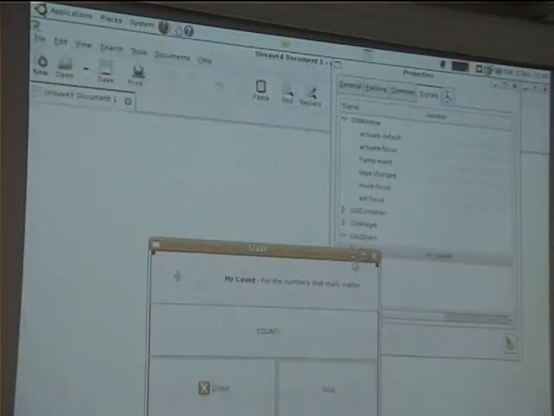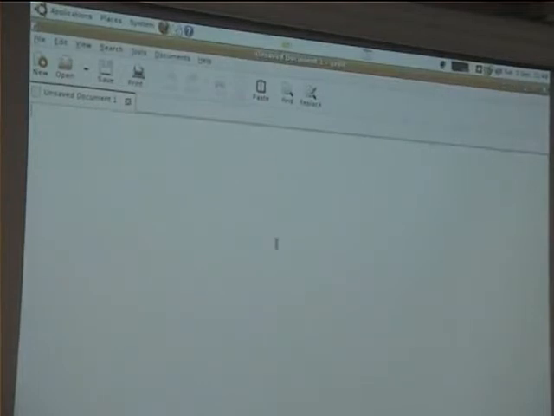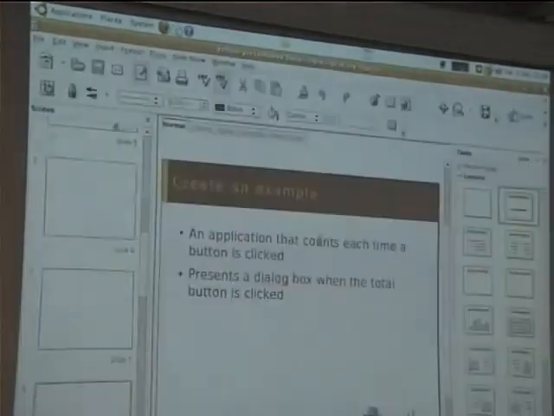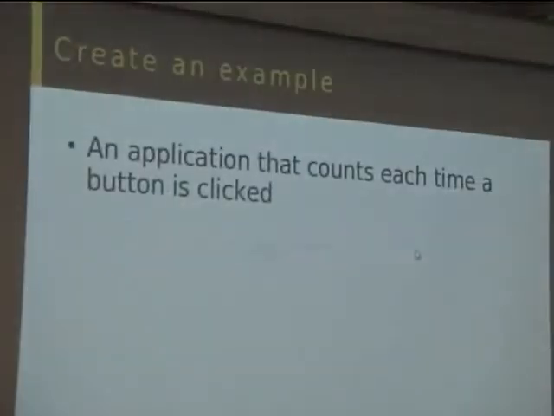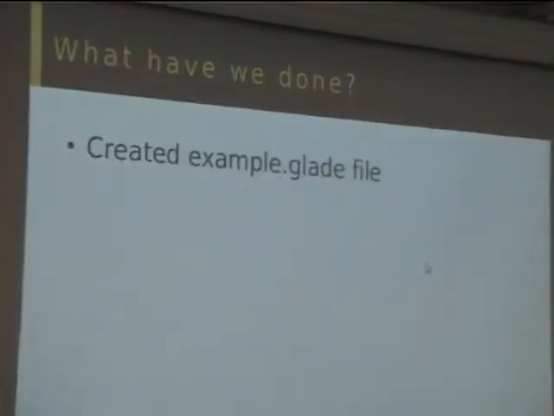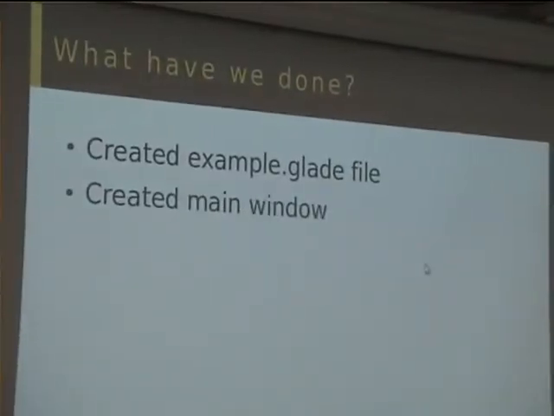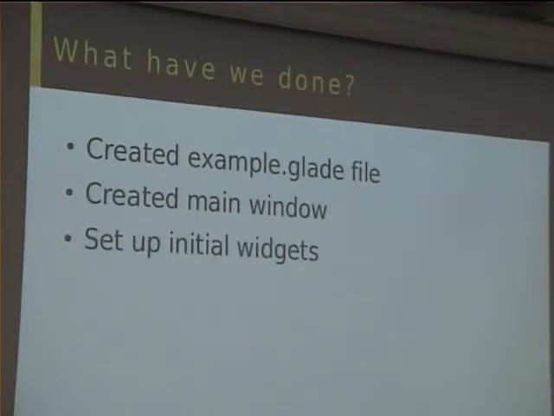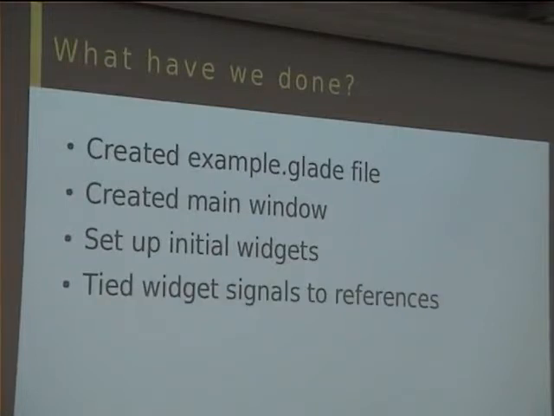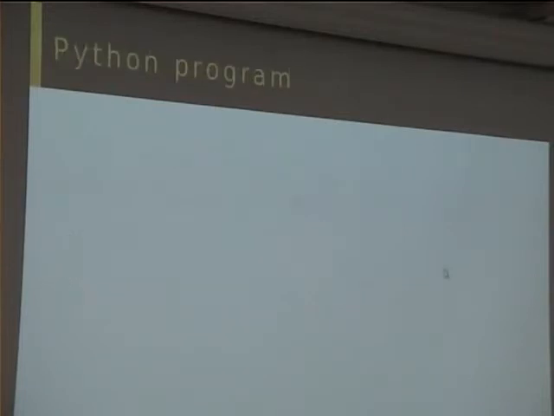I'm going to get rid of those for a while. And let's just go back to here. So what have we done? We've created our main window, and within the Glade structure you can have several windows, but we've created just one for this example. We've set up the initial widgets that are going to be used, and we've tied the signals coming from the widgets to handlers. And this is now where Python's going to come in.